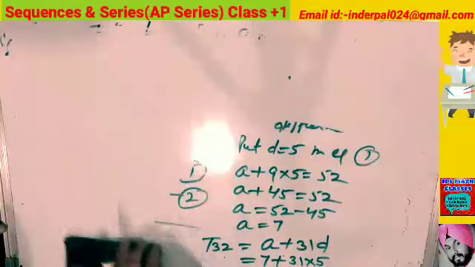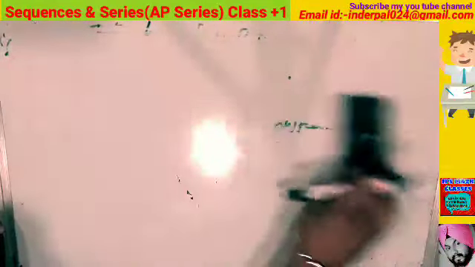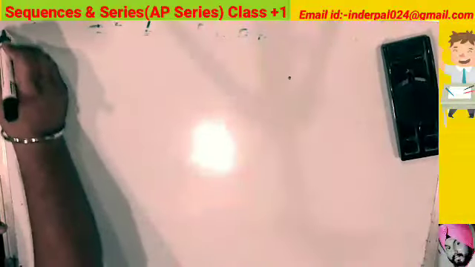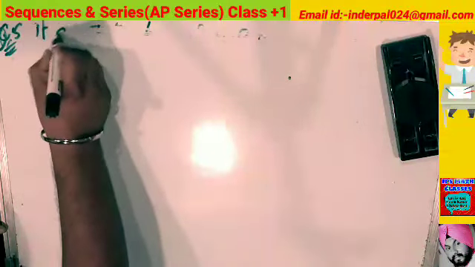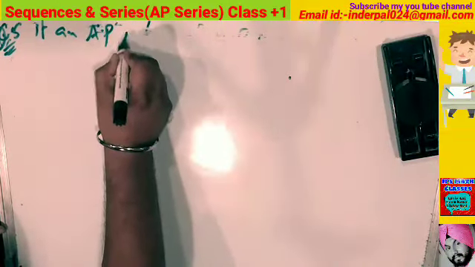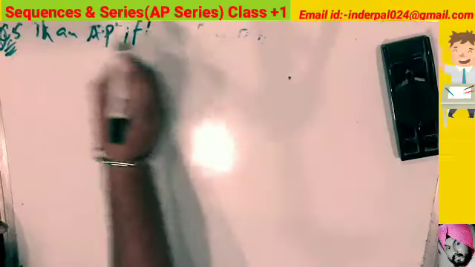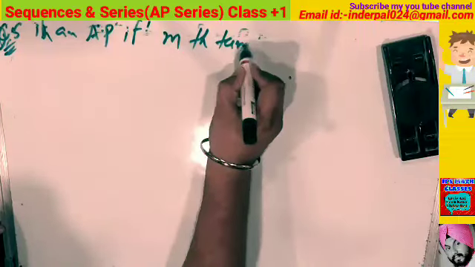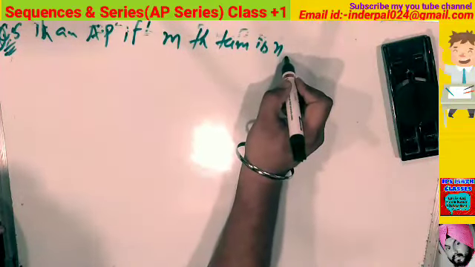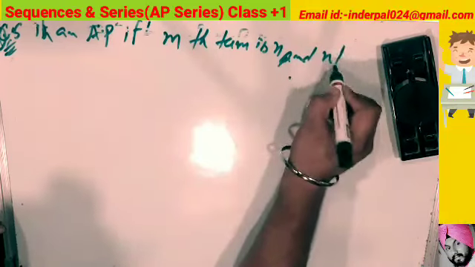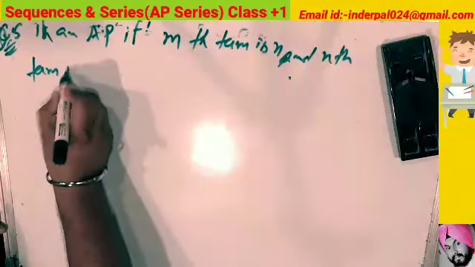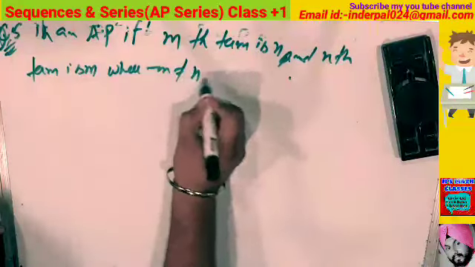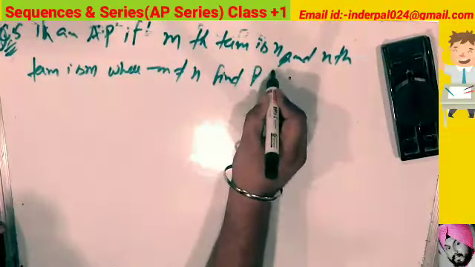Important question, question number 5. Very important from the point of view of the examination. Question number 5: in an AP, if the mth term is n and the nth term is m, where m is not equal to n, find the pth term.